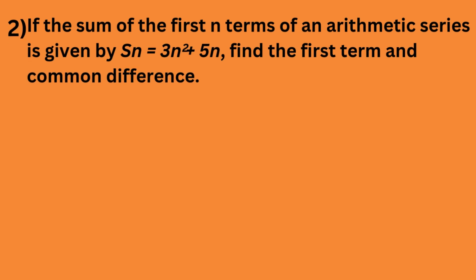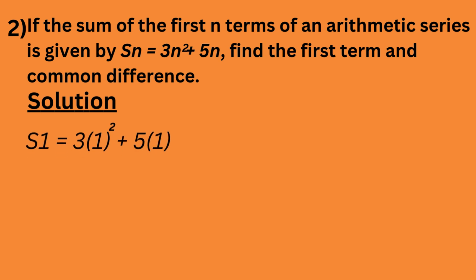If the sum of the first n terms of an arithmetic series is given by s_n = 3n squared + 5n, find the first term and the common difference. Solution. To find the first term, evaluate s_1. s_1 = 3(1 squared) + 5 times 1, which equals 8. The first term is 8.